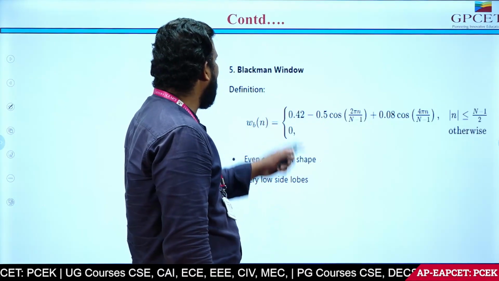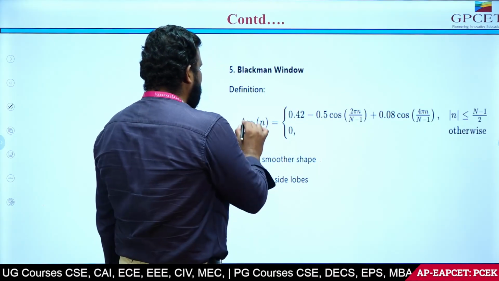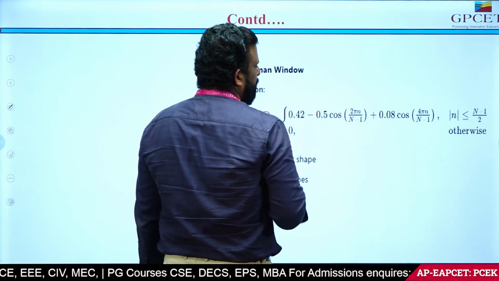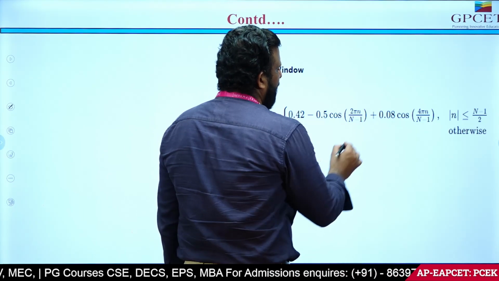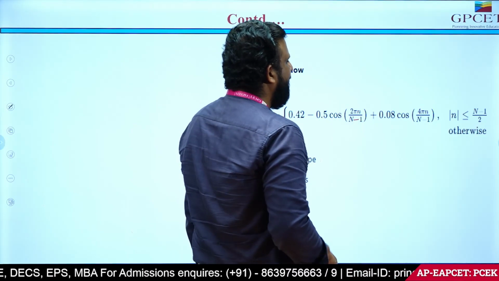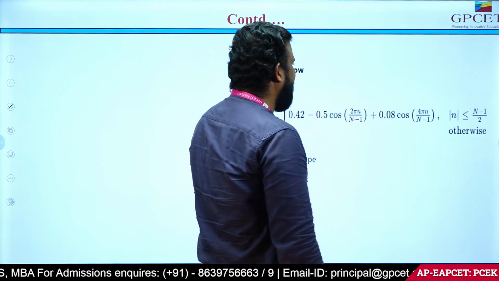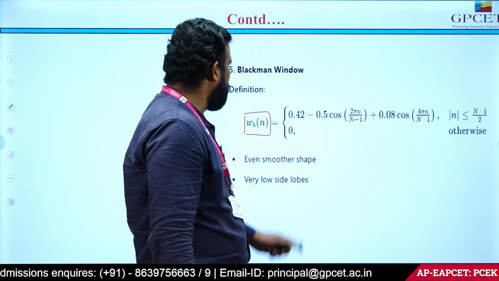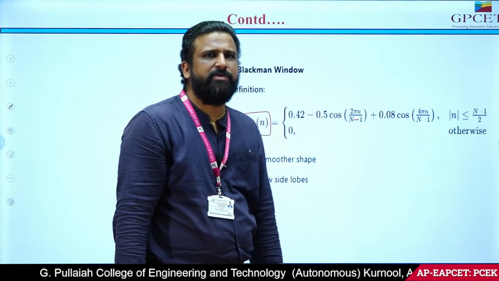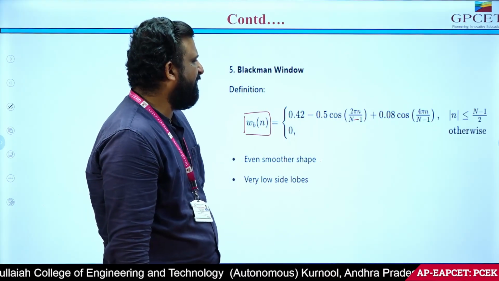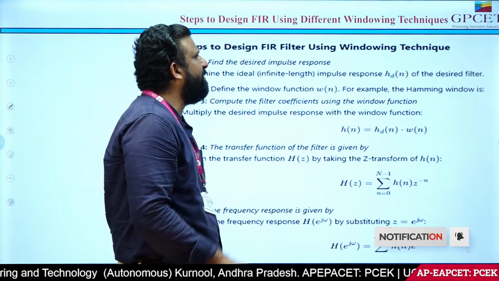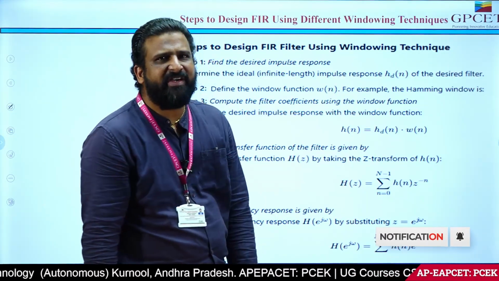And the final one, the Blackman window. The condition is WB of n is equal to 0.42 minus 0.5 cos of 2 pi n by (N minus 1) plus 0.08 cos of 4 pi n by (N minus 1), for the condition mod n less than or equal to (N minus 1) by 2. So these are all the five important windowing techniques, which are used to design the linear phase FIR filter. And finally, let me see how we are going to design this FIR filter using different techniques.